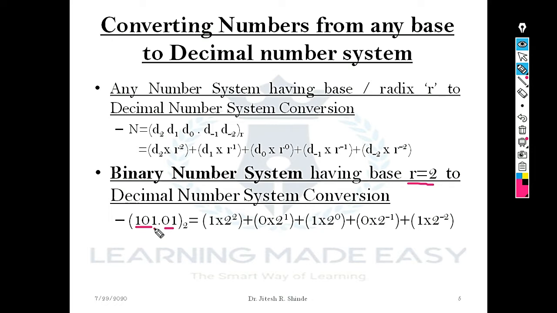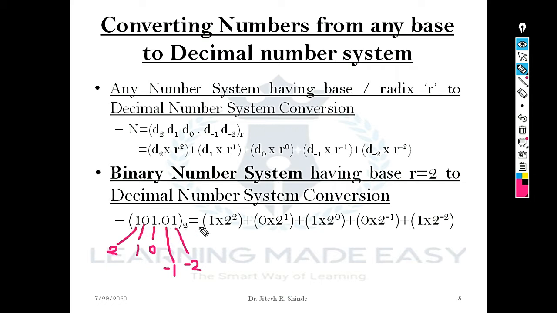This 1 has position number 0. This 0 has position number 1. This 1 has position number 2. In the fractional part, this has position number minus 1. This 1 has position number minus 2. Thus, using the knowledge of the positional number system, let's see how we can convert this binary number to a decimal number.